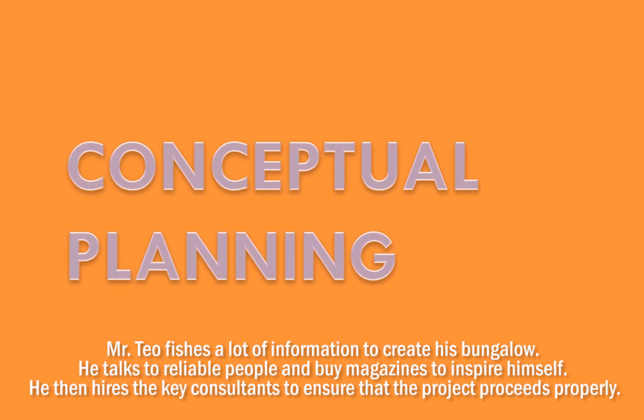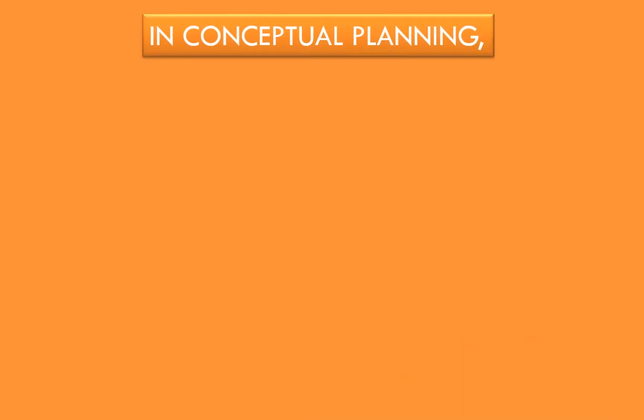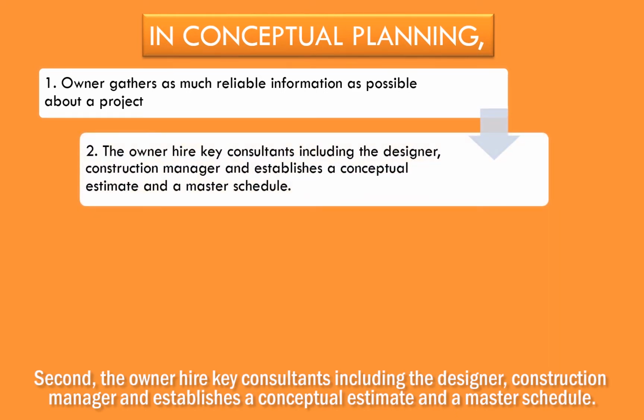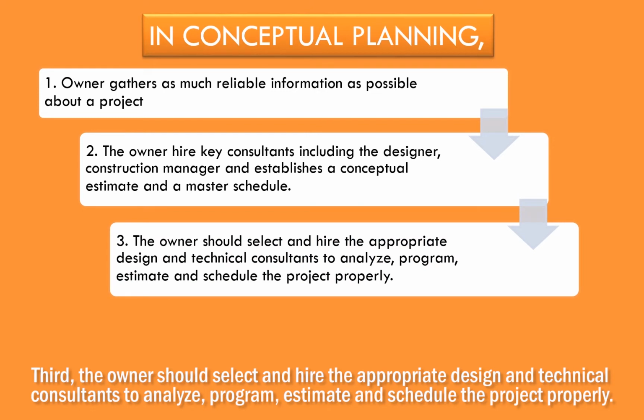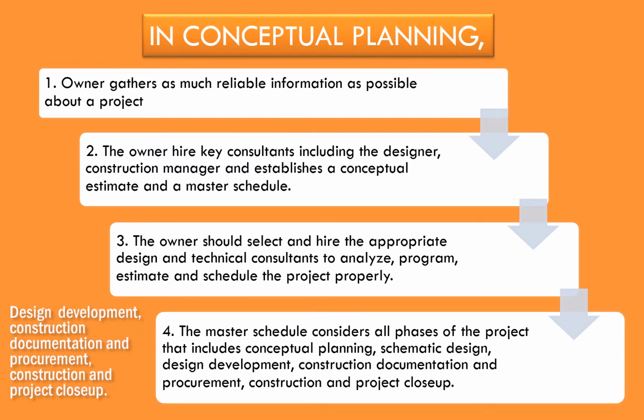Mr. Teo fishes for a lot of information to create his bungalow. He talks to reliable people and buys magazines to inspire himself. He then hires the key consultants to ensure that the project proceeds properly. The first step in conceptual planning is that the owner gathers as much reliable information as possible about a project. Second, the owner hires key consultants including the designer and construction manager, and establishes a conceptual estimate and a master schedule. Third, the owner should select and hire the appropriate design and technical consultants to analyze, program, estimate, and schedule the project properly. Lastly, the master schedule considers all phases of the project that includes conceptual planning, schematic design, design development, construction documentation and procurement, construction, and project closeout.